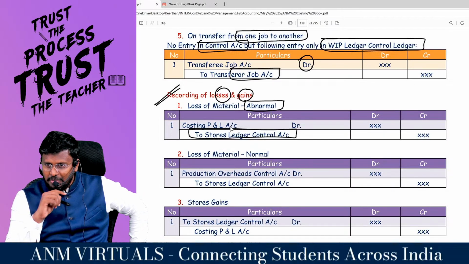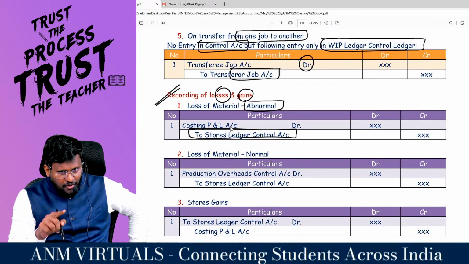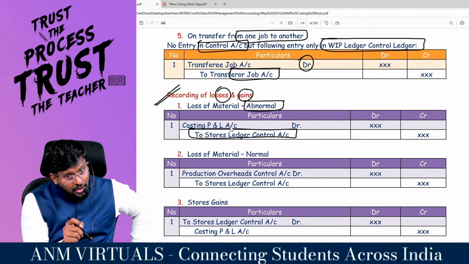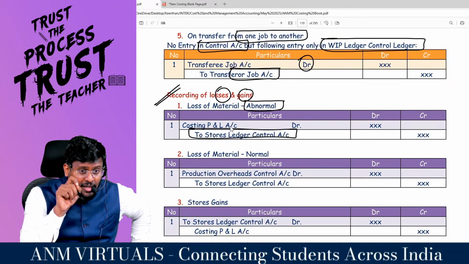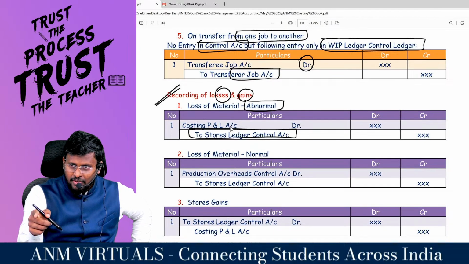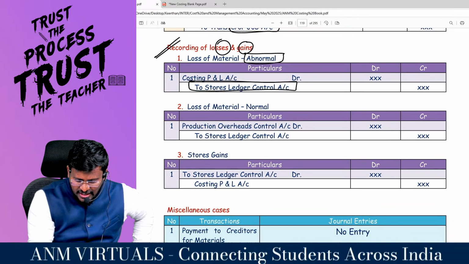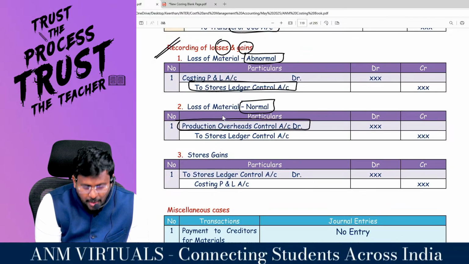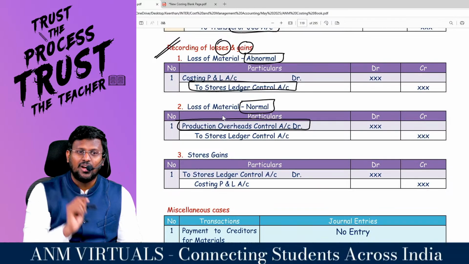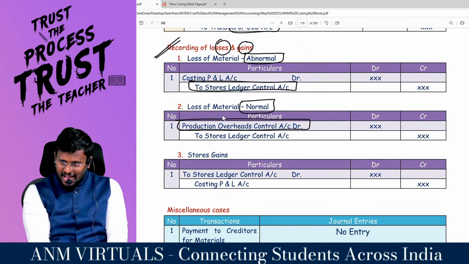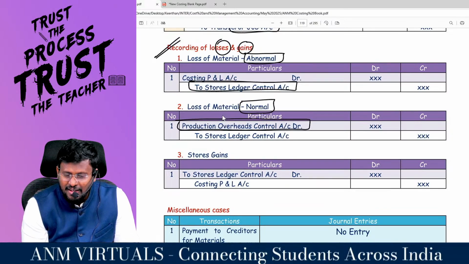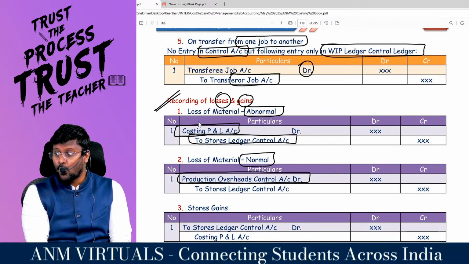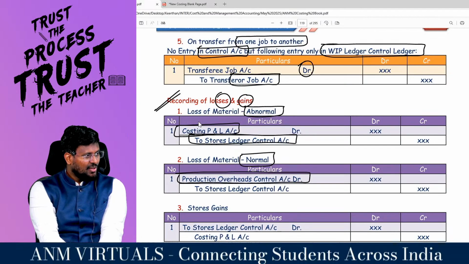Are you remembering the example? So the cost of normal loss will be absorbed by the good units being produced in the factory. Factory means production. That means if the loss is a normal loss, it should be taken care of by the production overhead control account. Whereas if the loss is abnormal, it should be debited to the costing P&L account.